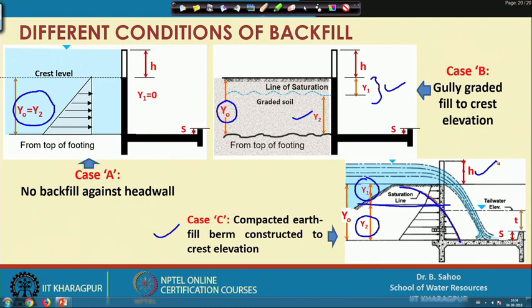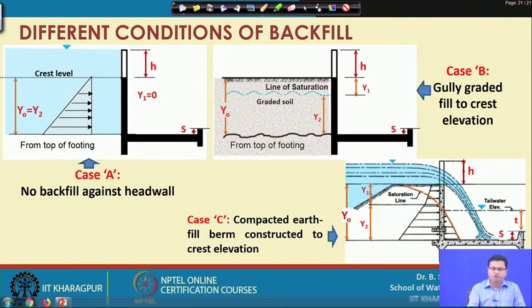So, for estimating the horizontal pressure forces, you have to know these values, that is y 1, y 2, y naught, T and S. So, once these values are known, we can estimate what are my pressure forces. So, we should remember these three cases, what is case A, what is case B, and what is case C.